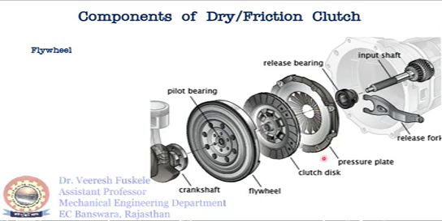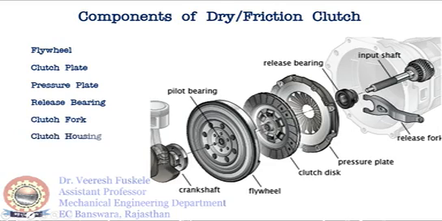So this pressure plate is the component which pushes the clutch plate against the flywheel, and when we want to disengage or engage the clutch, that happens through a mechanism that ultimately uses what is called as a clutch fork or a release fork and a release bearing to do this action. And all these components are housed in a clutch. These are the basic components of the friction or dry clutch.